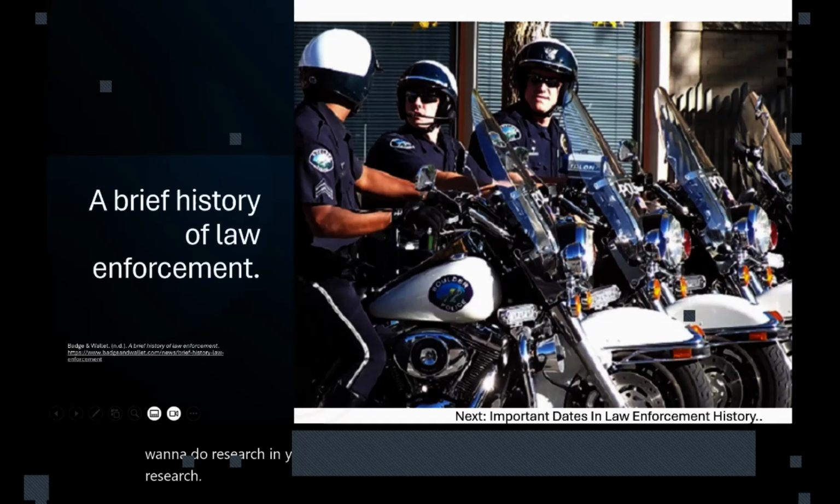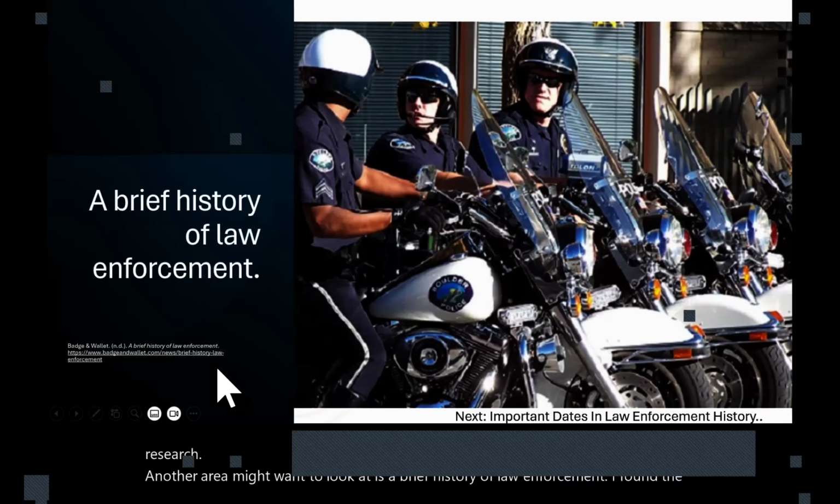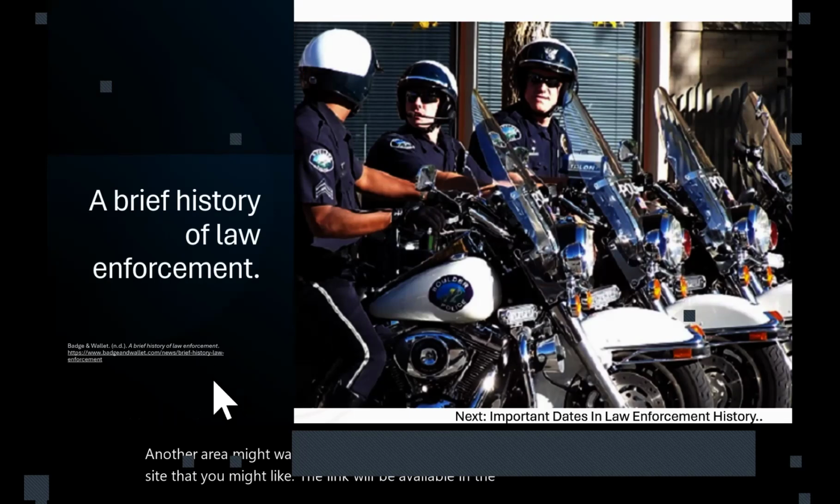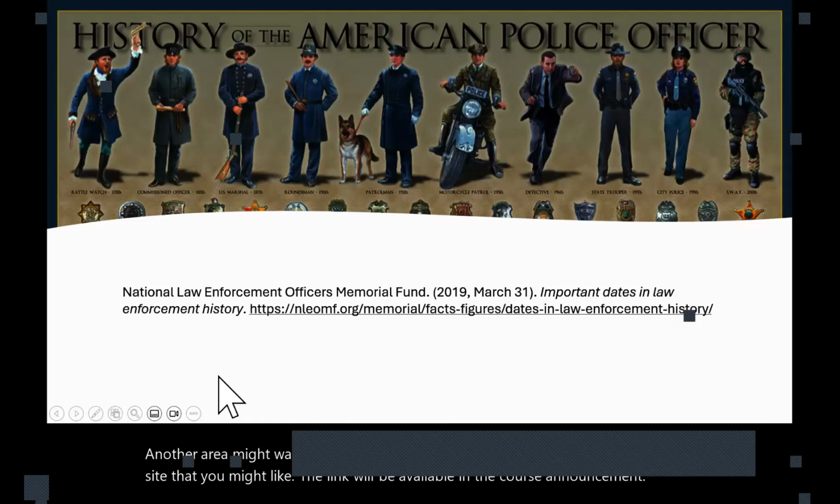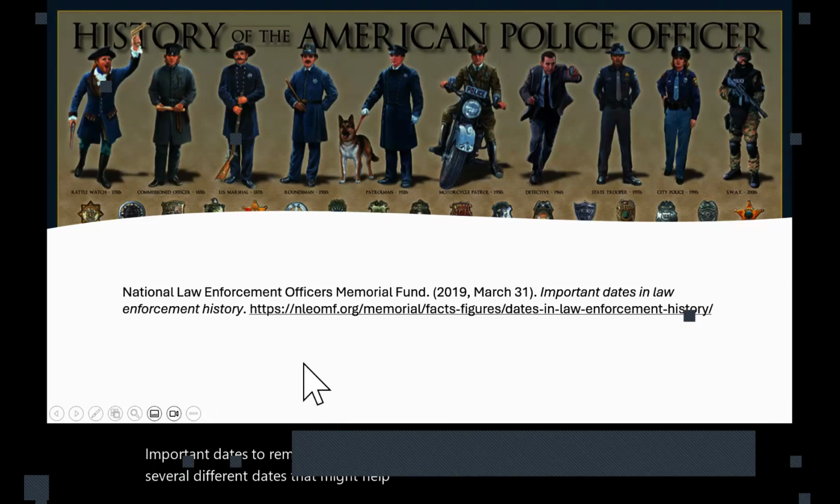Another area you might want to look at is a brief history of law enforcement. I found this site that you might like. The link will be available in the course announcement. Important dates to remember: a history of the American police officer. This site offers several different dates that might help you complete your assignment.